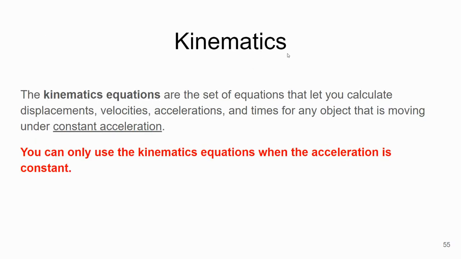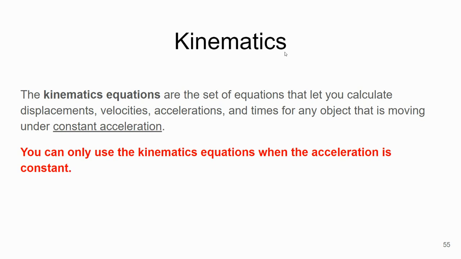So now we start the kinematic stuff. So the kinematics equations, these are the set of equations that let you calculate several different unknowns. So your unknowns could be displacements, velocities, accelerations, possibly time, for any object that is moving under constant acceleration, which is underlined because that's important. The kinematics equations only work when your acceleration is constant.